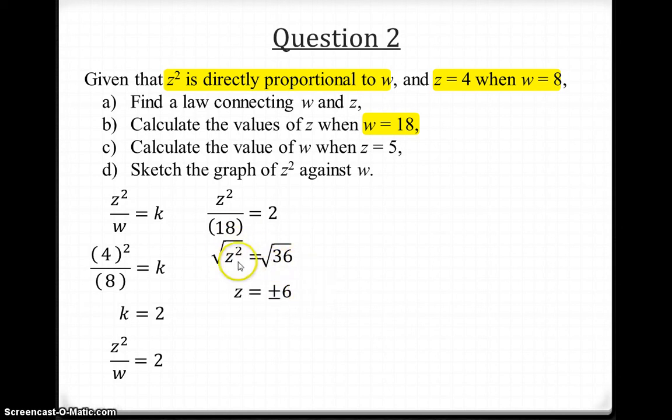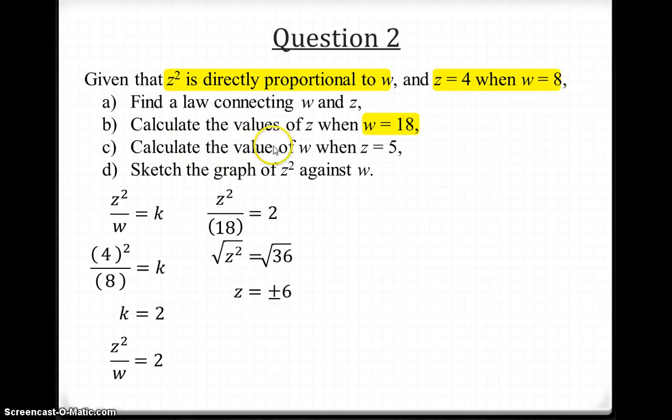If you square root a value, please remember, plus 6, if we square it, we get 36. Negative 6 times negative 6, we also will get that 36. So put the plus minus 6. Okay? Because the question also states and gives you the hint, values.